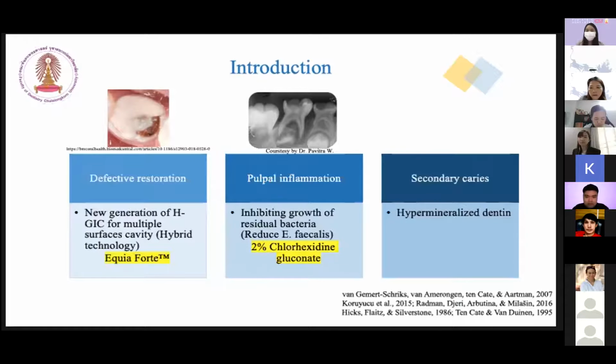Hypermineralized zone of adjacent dentin to the restoration helps decrease the progression of secondary caries. Hypermineralized zone occurs from the exchange of charged ions between restorative materials and dentin, but the remineralized effect of the combination of HGIC and 2% chlorhexidine gluconate is not clear. We would like to find the change of hypermineralized effect with and without using 2% chlorhexidine gluconate.